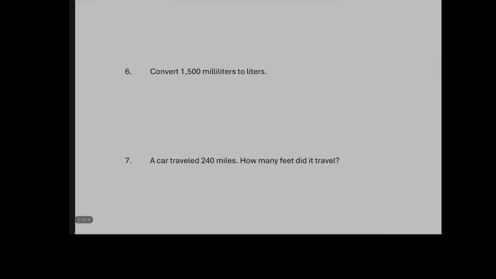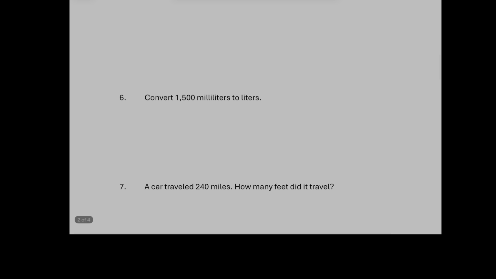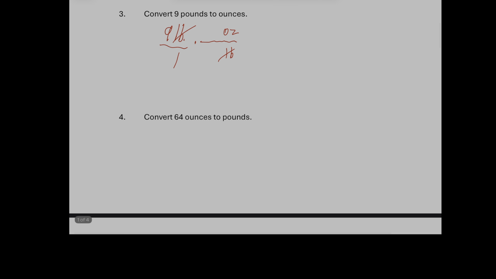Okay, so what's my conversion with pounds to ounces? Well, pounds to ounces is right here: 16 ounces in 1 pound. So I'm just going to go 16 ounces to 1 pound. And now you know you multiply.